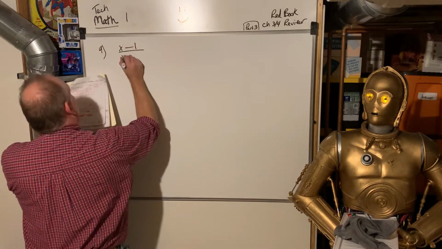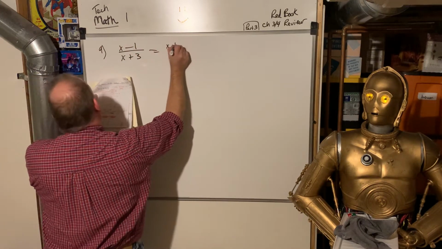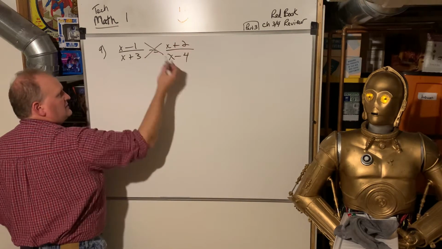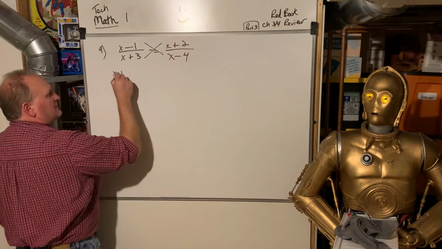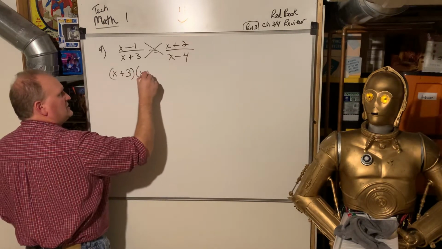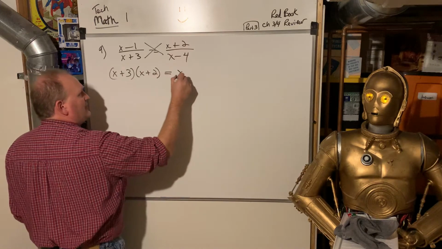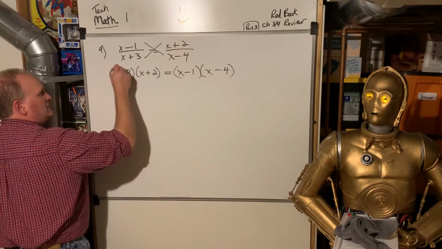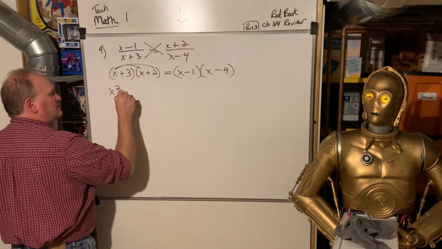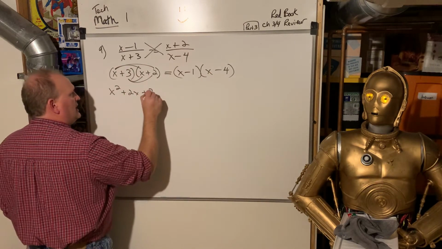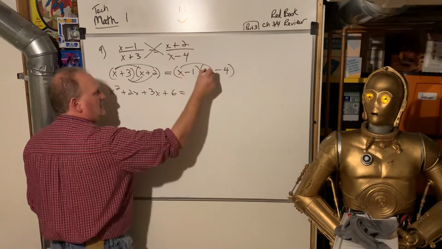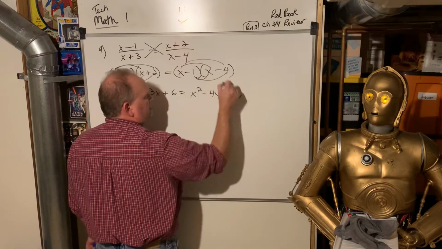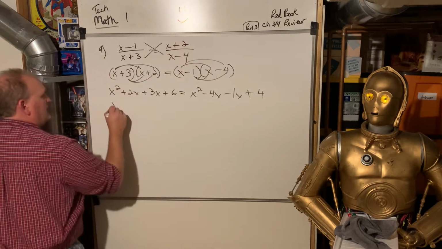x plus 3 over x minus 1 equals x plus 2 over x minus 4. So we are going to cross multiply and solve. So x plus 3 times quantity x plus 2 equals x minus 1 times quantity x minus 4. And now we do the distributive property twice. x squared plus 2x plus 3x plus 6. x squared minus 4x minus 1x plus 4. And we combine up like terms.